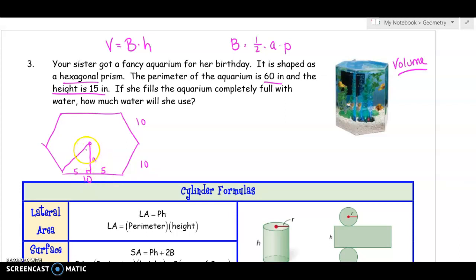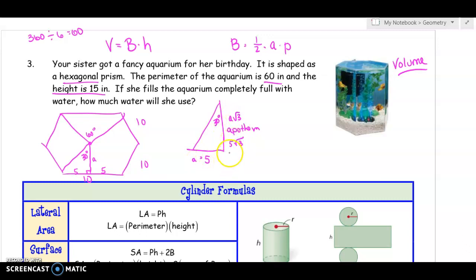All right, but I do know that if you take 360 divided by 6, you're going to get 60 degrees. So if you were to draw all the diagonals, this would be a 60-degree angle. The apothem cuts that in half, creating a 30-degree angle. So if you look at our triangle here, we've got 30 degrees here, we've got 5 here, and our apothem is here. If you remember, across from the 30 is A, across from the 60 is A root 3. Since A is 5, we know this side has to be 5 root 3.